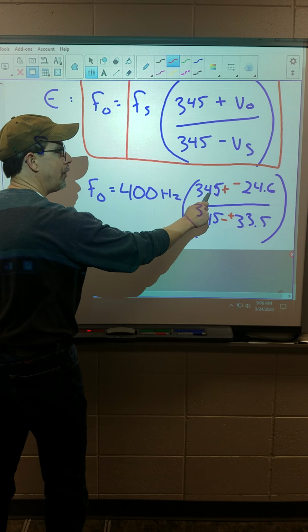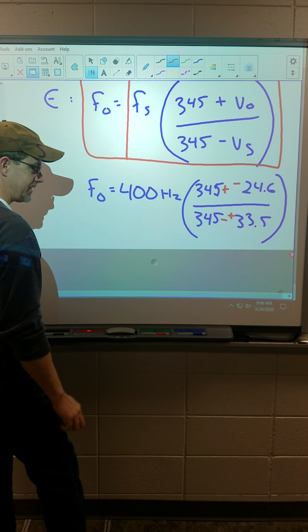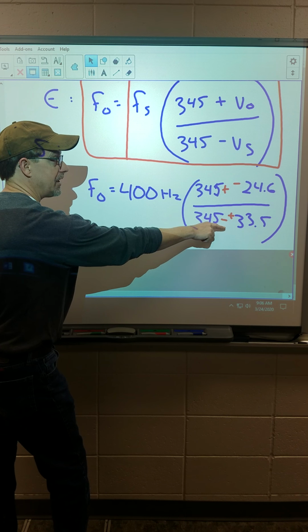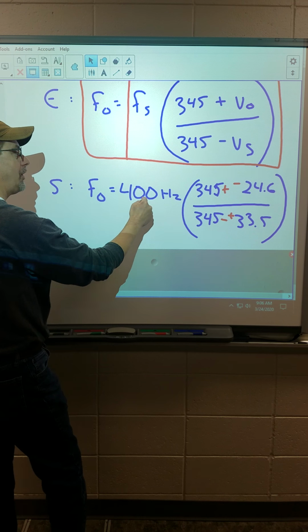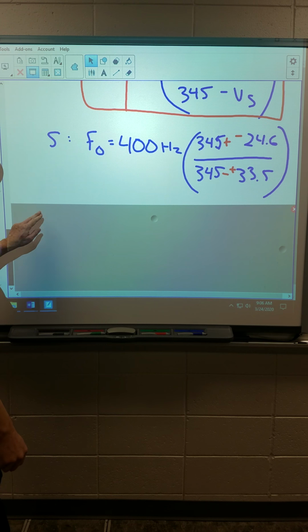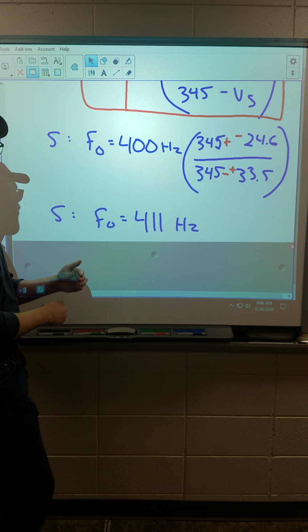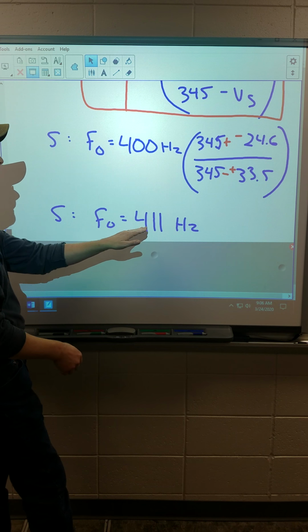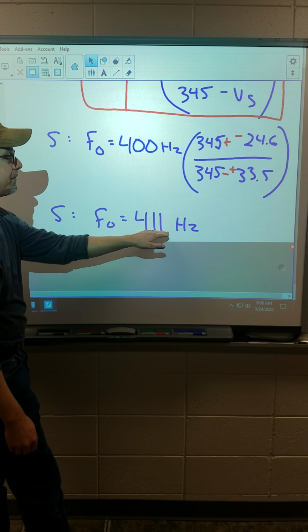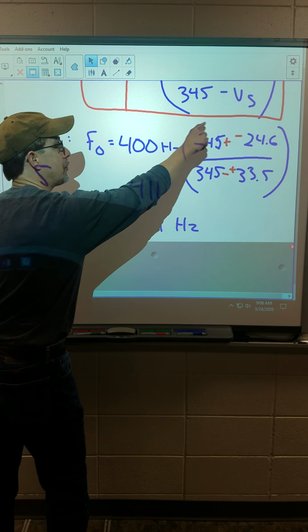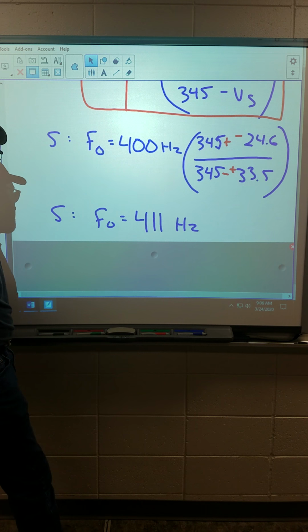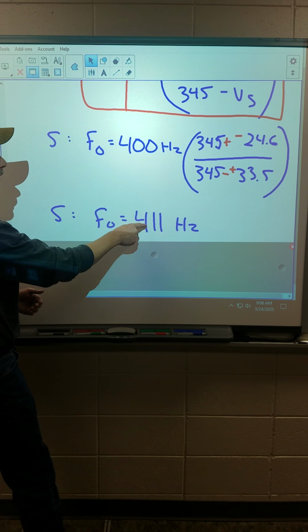So you see that both of these values are going to decrease, but the bottom is going to decrease more than the top. As a result, the frequency goes up, which makes a whole heck of a lot of sense here. Because the ambulance is approaching, the net result is that the frequency is going to be higher. So once you crunch these numbers, the frequency that the car driver is going to hear is 411 hertz.